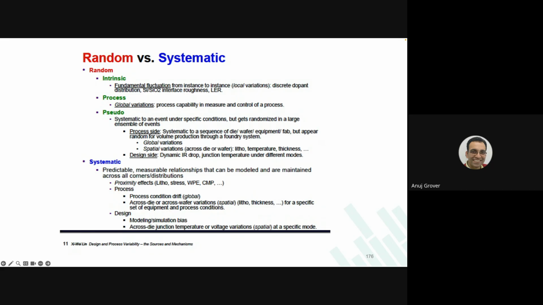What does Monte Carlo do? Monte Carlo would say that you have this variable called VT. Many types of reasons for variations in VT will lead to some distribution of VT on silicon. If I know the characteristics of that distribution, so if you have a Gaussian distribution, what information do you need to characterize it? Mean and variance. So mu and sigma, these two are sufficient.